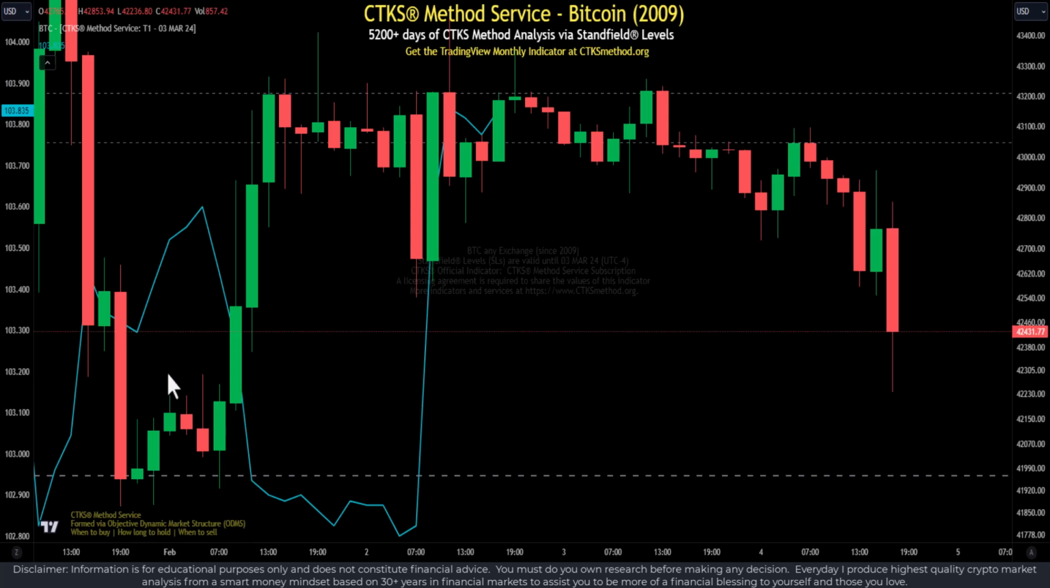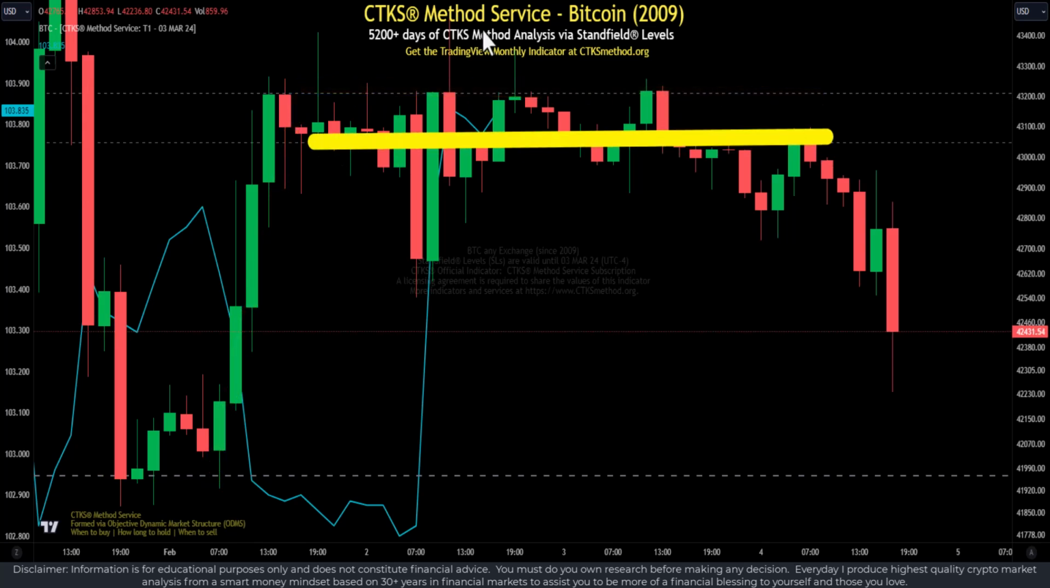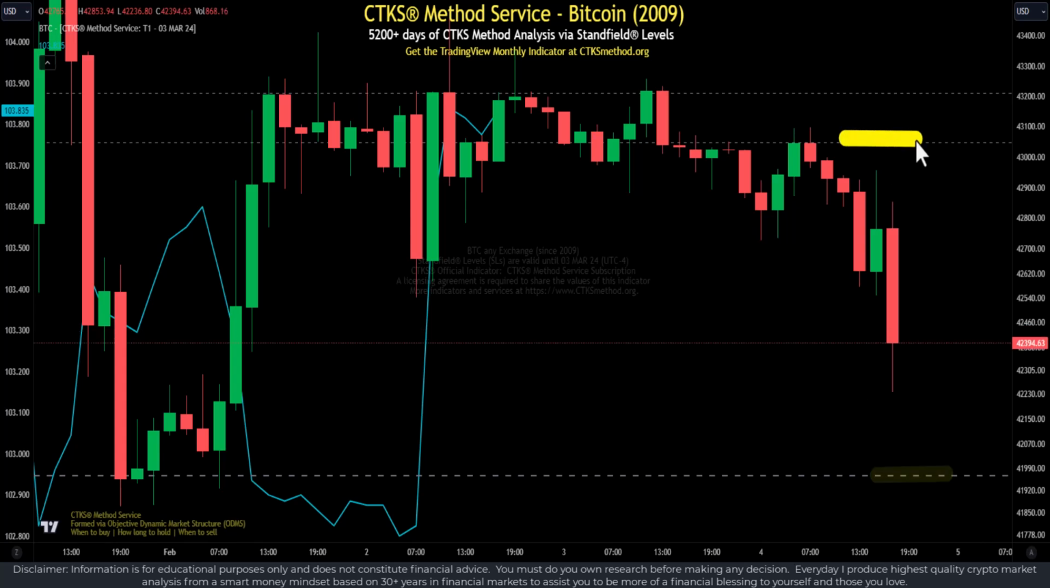And this is why we need to know structure. Have a look at this. Look at when it came down. What did it do? It just hung around there for a bit and came straight back up into these levels of resistance. When you have levels of resistance, you must pay attention. If you don't know the levels of support, the safety nets, you don't know the ceilings, you're in enormous trouble.